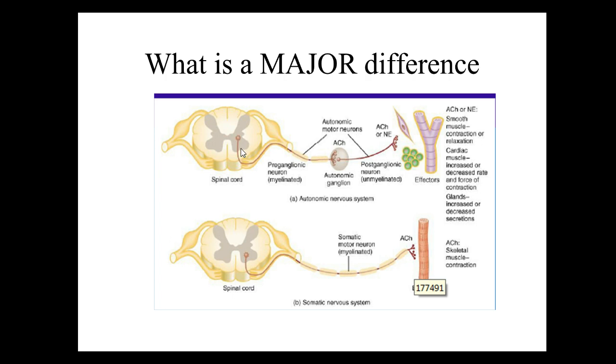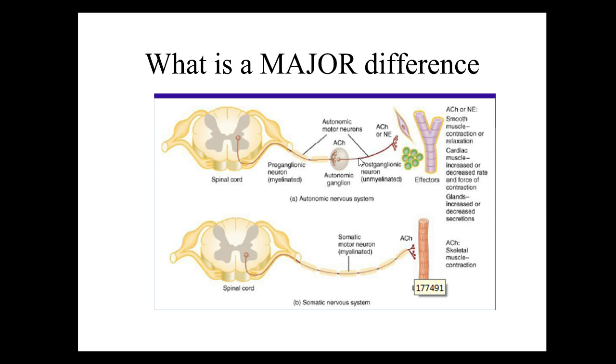You'll notice that the autonomic one is starting off closer to the middle of the gray matter, around the lateral gray horns, whereas the somatic is starting off in the anterior or ventral gray horns. Both systems, as we can see, have that first neuron coming out, and in the autonomic system, the first neuron coming out is going to be myelinated. But that first neuron is going to stop and communicate with a second neuron. The second neuron, as we see, is unmyelinated.